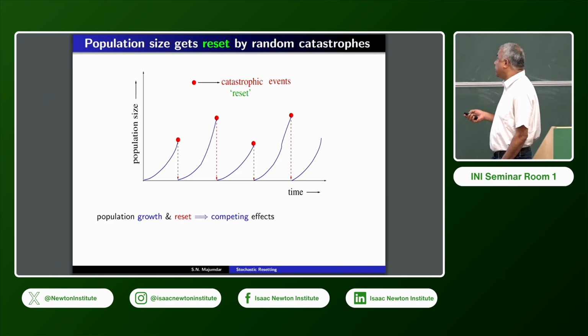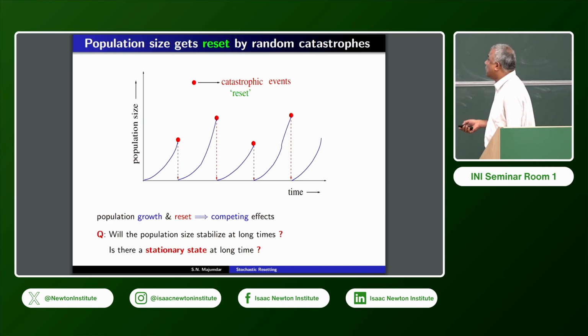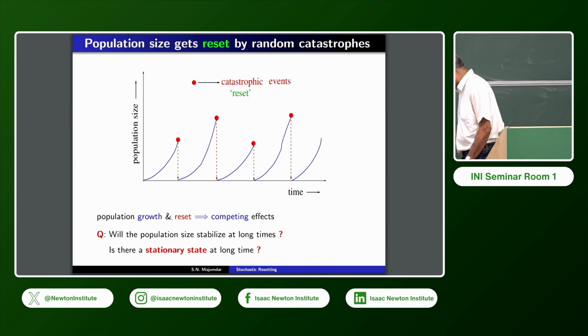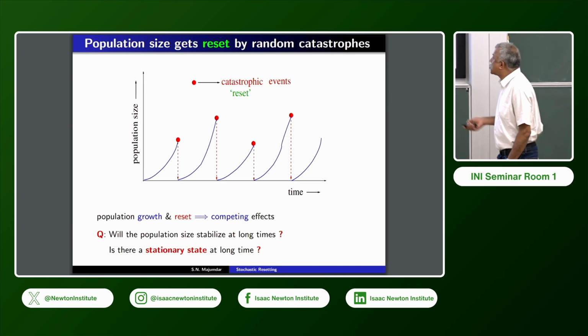And so, in medical science, this is an important problem to know whether such a superbug population stabilizes at long times or not. Is there a stationary state and things like that, to characterize that. Okay? So this is the first motivation.